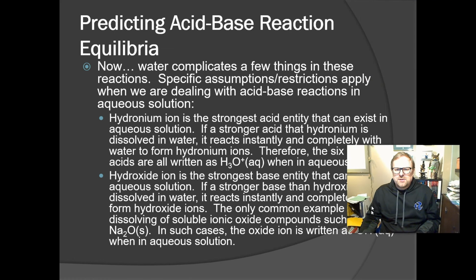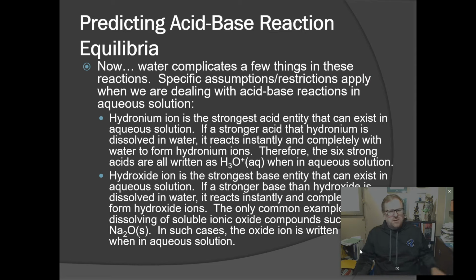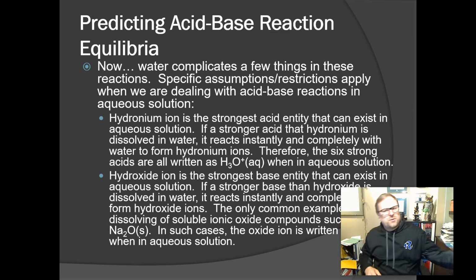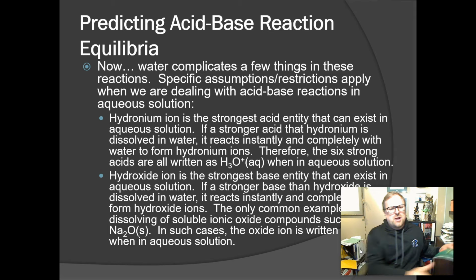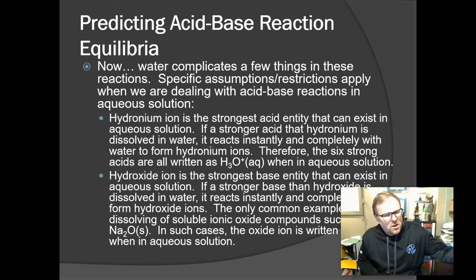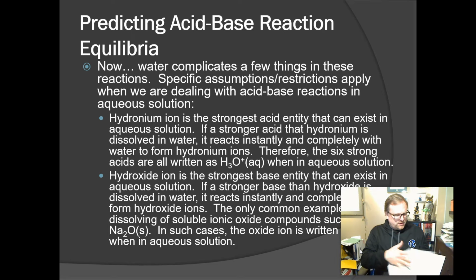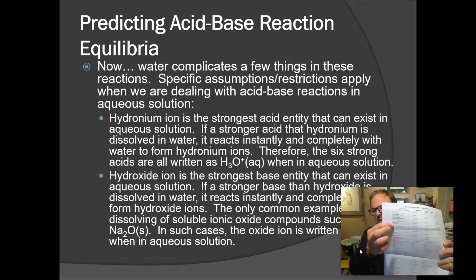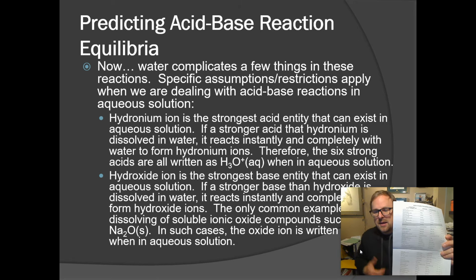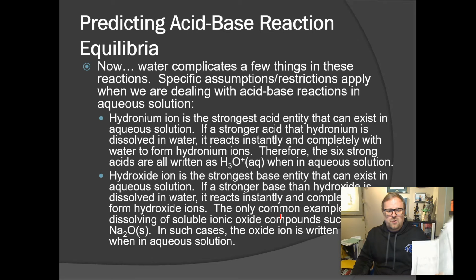Water complicates a few things in these reactions, so we need to make some assumptions or restrictions when dealing with these reactions in aqueous solution. First off, the hydronium ion is the strongest acid entity that can exist. If a stronger acid than hydronium is dissolved in water, it reacts instantly, so we consider it to be hydronium. If you have any of the ones up here on your table of relative strengths, consider them to be a hydronium ion instead. They have turned 100% into hydronium ions.